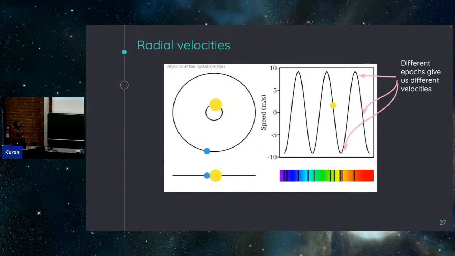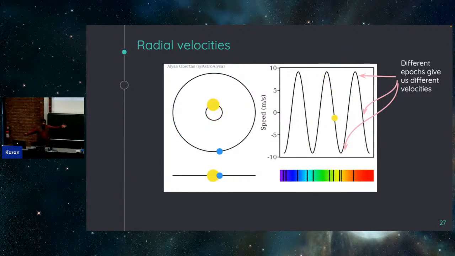So on this graph, you have speed or velocity as a function of time. And depending on when we look at the star, or when we take a spectrum of the star, we can catch it at different velocities. So that's pretty cool. So why is it interesting? Because if these stars are in binaries and we look at them over a certain period of time, then we should see some sort of motion. We do not know what the orbital period is well in advance.